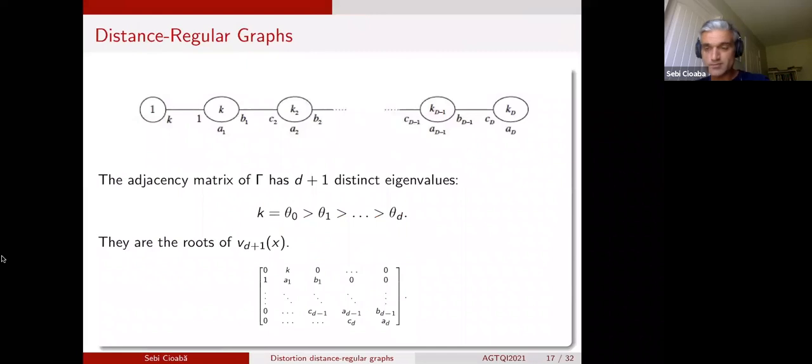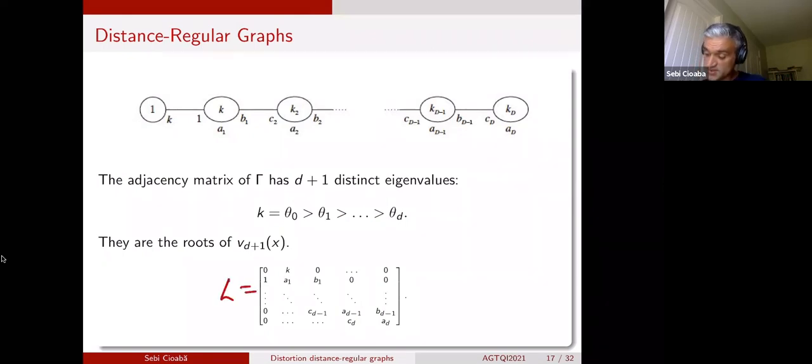And from there, this needs a proof, but just believe me: the adjacency matrix of gamma, if you have diameter d, is going to have d plus 1 eigenvalues, and I list them as theta 0, theta 1, ..., theta d. They are the roots of some polynomial of degree d plus 1, but also they are the eigenvalues of this quotient matrix.